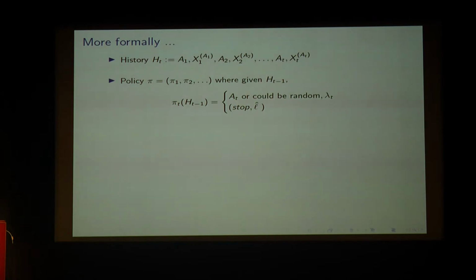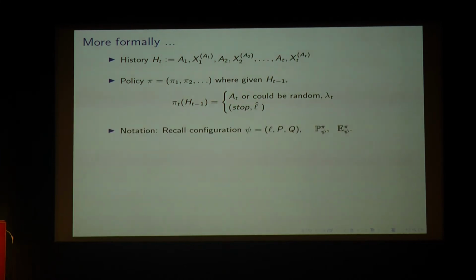So that's the A_t. Alternatively, it could be a random decision: pull a particular arm with this probability measure, which is lambda_t on the set of arms. Or it could be something that says, I've gathered enough confidence, I'll now stop, and I'll declare L hat as the odd arm.